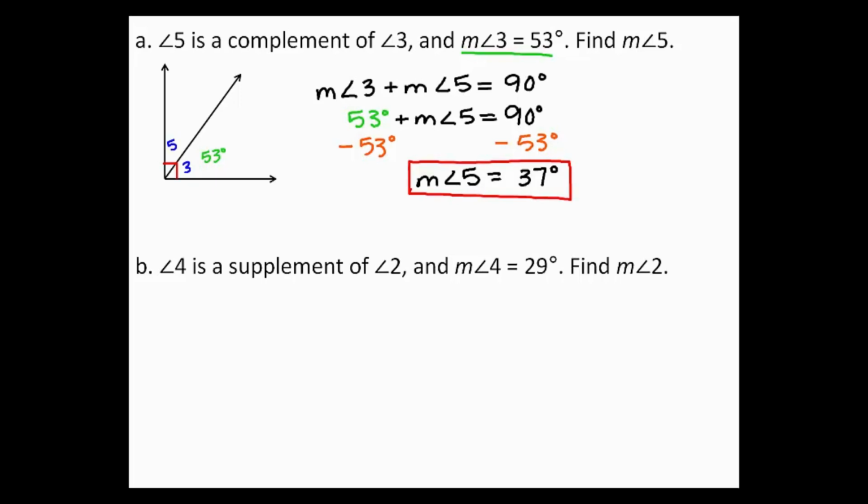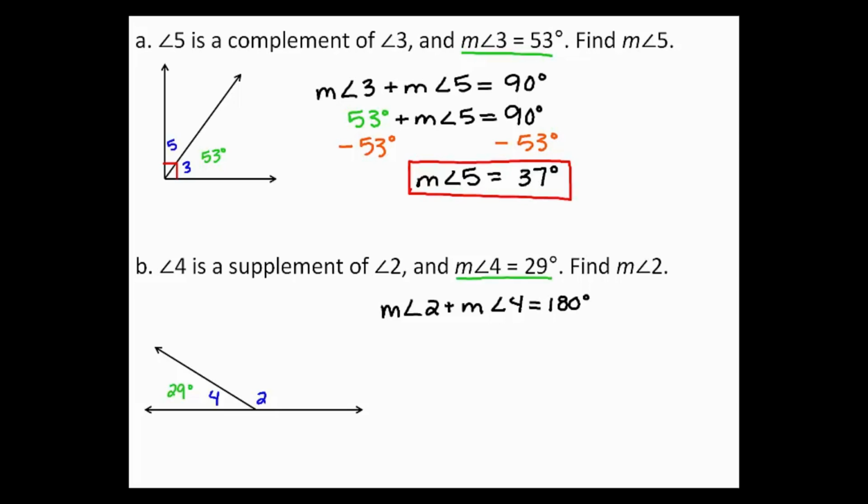In Part B, to find the measure of angle 2, first draw a diagram with supplementary adjacent angles to illustrate this relationship. Now, two angles are supplementary angles if their measures have a sum of 180 degrees. So, the measure of angle 2 plus the measure of angle 4 must equal 180 degrees. You are told that the measure of angle 4 is 29 degrees.